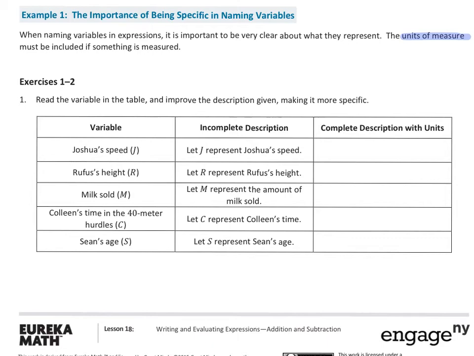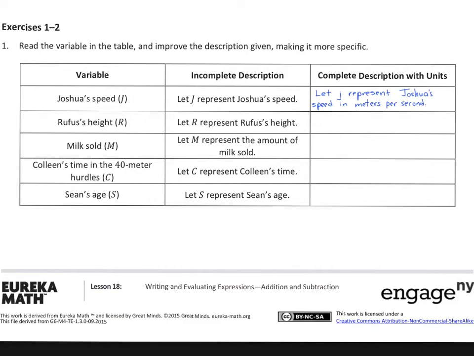Well, we need to add units of measurement. So we might say something like, let Josh's speed, or J, represent his speed in meters per second. So now we know that J not only represents Josh's speed, but we know that his speed is measured in meters per second. So let's look at Rufus's height.